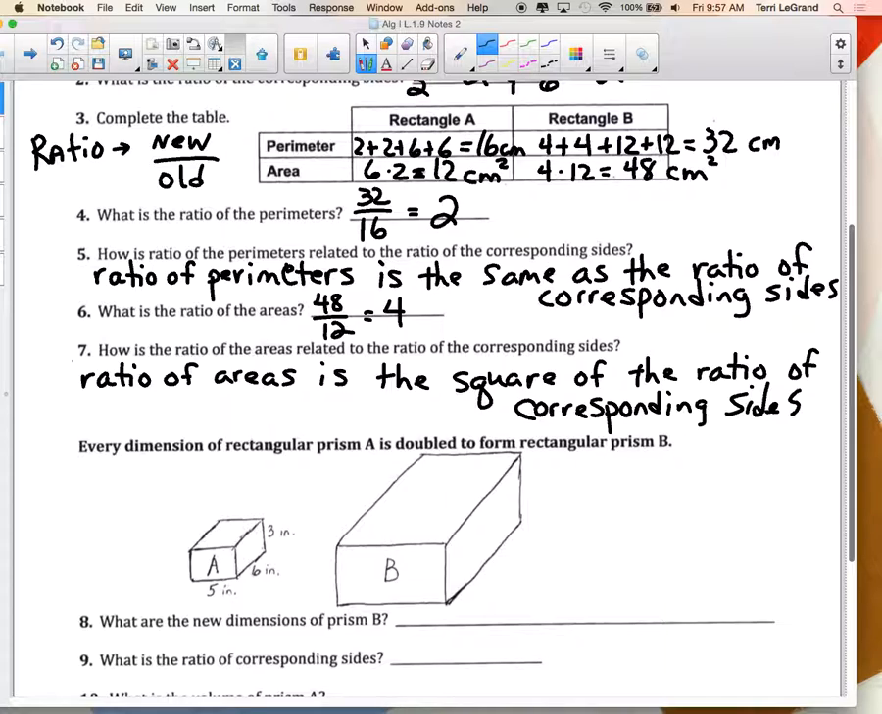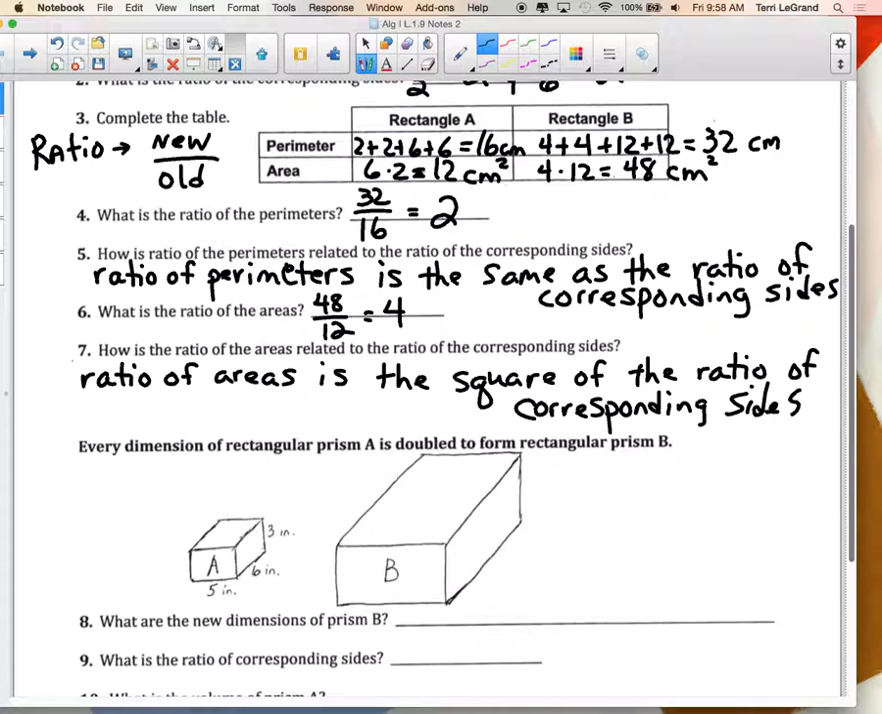Okay, now let's look at the area. Remember, area means how much coverage there is. So here's the small one. Here's the new one. Would only 2 of these fit on here? How many of these would fit on here? 4 of them. So the area got 4 times bigger, not just twice as big, did it? It got 4 times bigger.